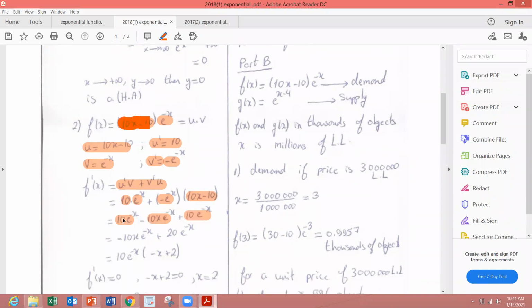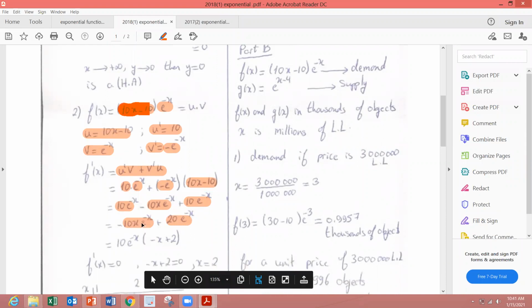Now we can add this one and that one. We get 20e to the minus x minus 10x e to the minus x. So by taking 10e to the minus x common, we get 10e to the minus x times (minus x plus 2).